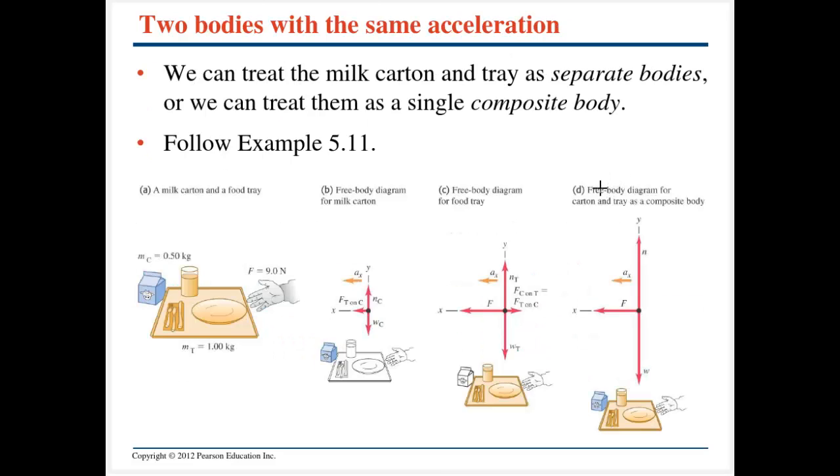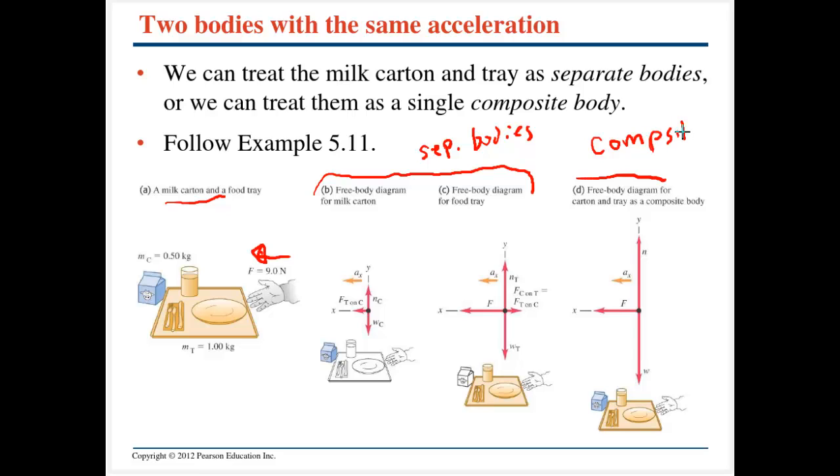So now let's look at two bodies that have the same acceleration. If we consider a milk carton on a food tray, and I'm applying a force to that, we can work this problem in two ways. We can work on it using separate bodies, or we can look at it in composite. And what I mean by that is I treat the carton and the tray as a single body. So I'll do that one first.